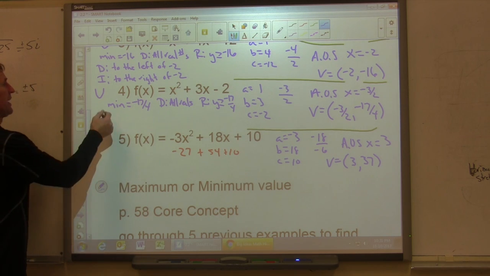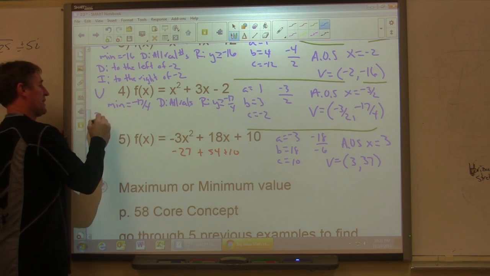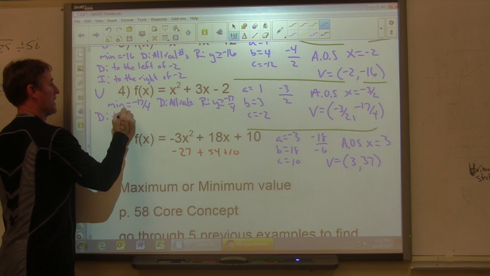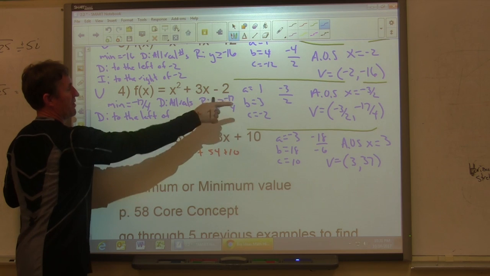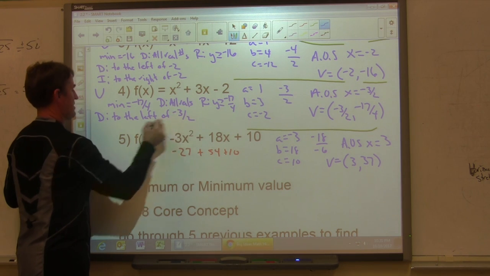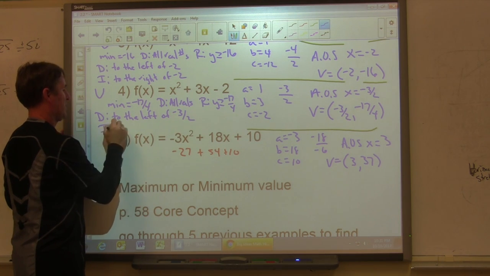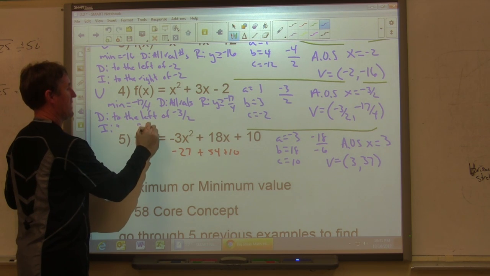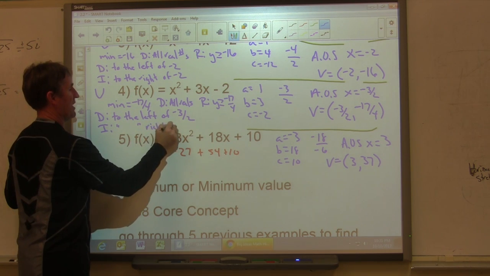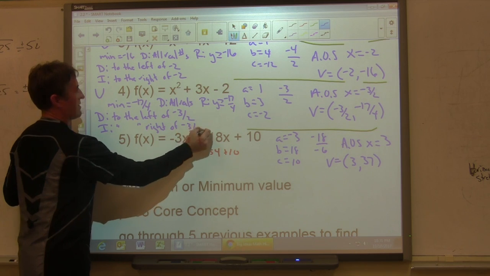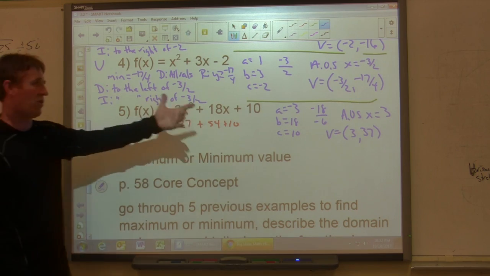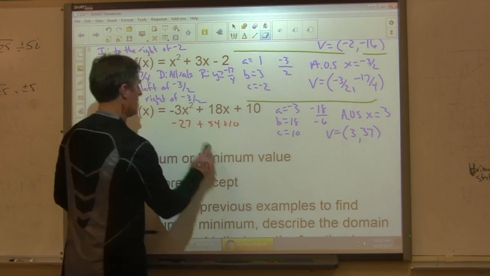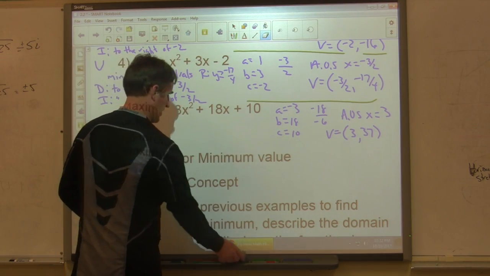Okay, then it's going down, so decreasing to the left of our x value, -3/2, and increasing to the right of our x value, -3/2. So hopefully you're finding this fairly easy to do. The hard part, again, that takes time is finding the vertex on all of this.